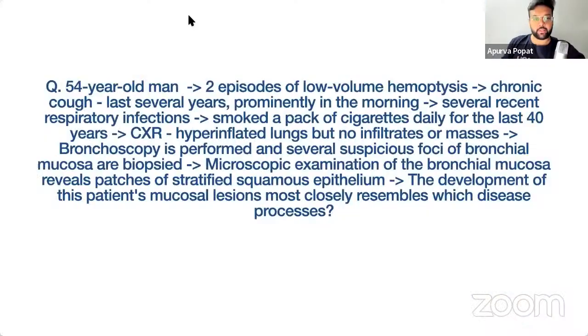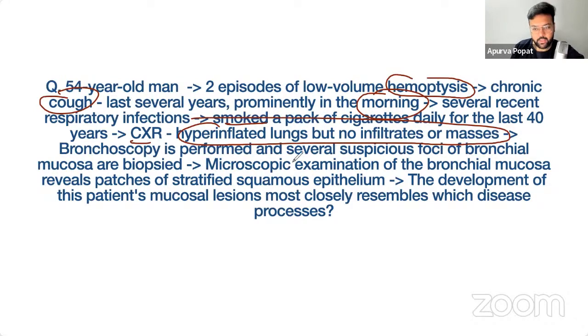All right, let's move to this. A 50-year-old male patient is coming to you with 2 episodes of low volume hemoptysis. He has chronic cough for several years, predominantly in the morning, and several recent respiratory infections. He has a history of smoking. His chest x-ray shows hyperinflated lungs, but no infiltration or masses. Bronchoscopy is performed and several suspicious foci of bronchial mucosa are biopsied. The microscope is showing patches of stratified squamous epithelium.